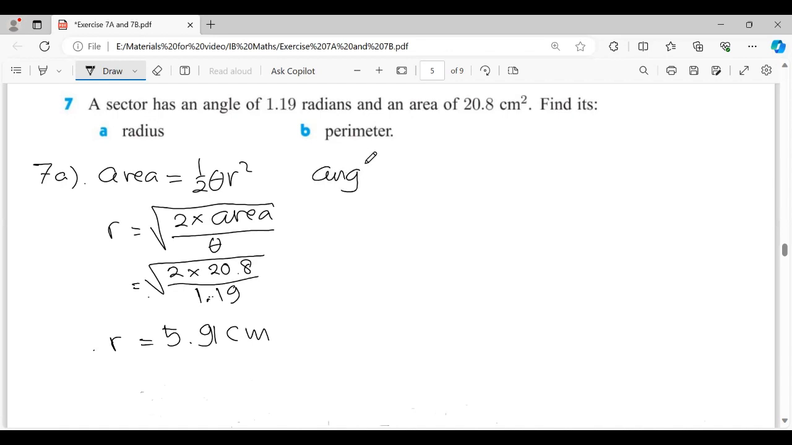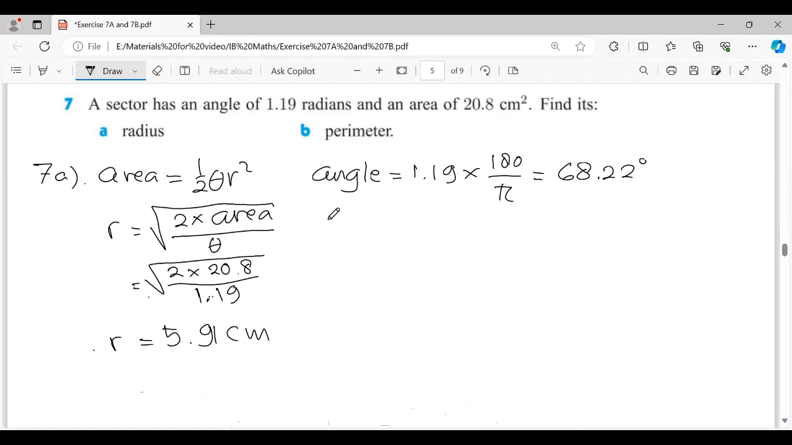Angle. Okay. We will convert from radians to degrees. So 1.19 times 180 over pi. And it becomes equals 68.22 degrees.